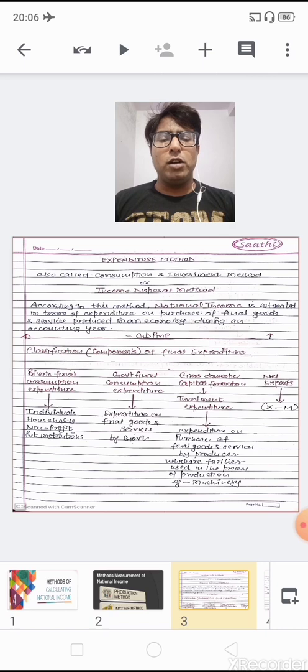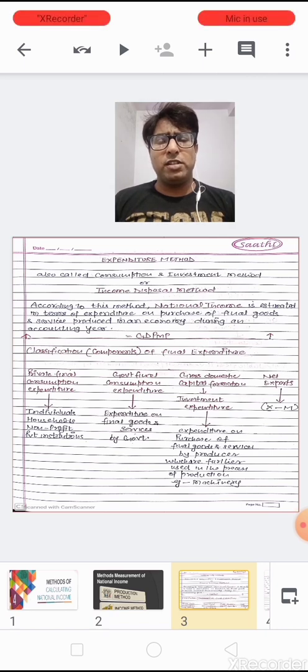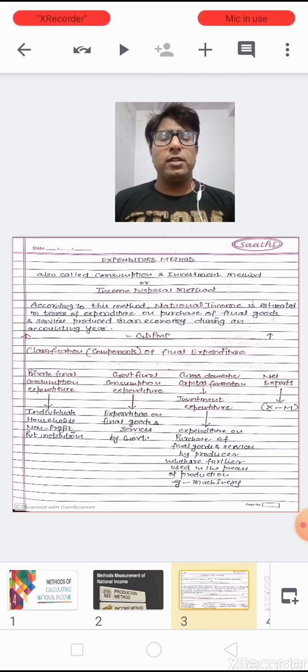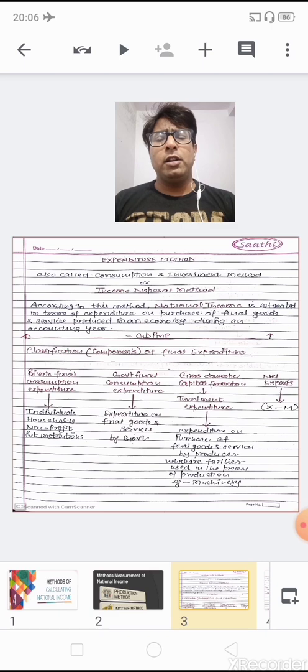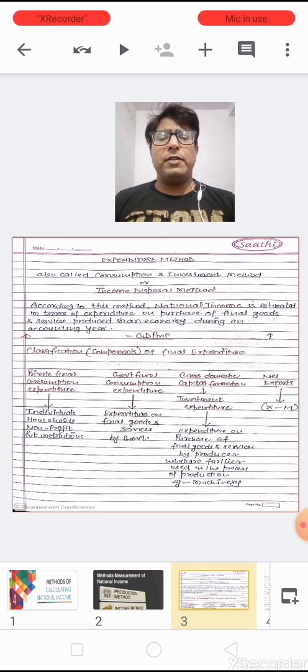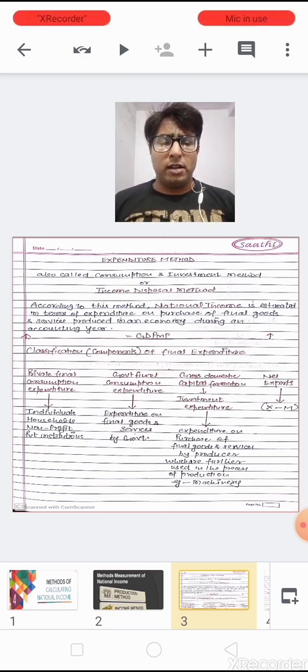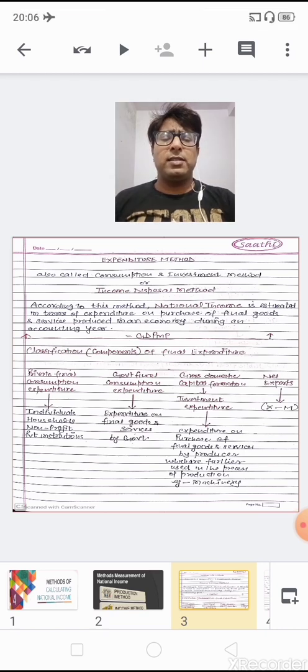This is equal to GDP-MP. And what is GDP-MP? It is the market value of all the final goods and services produced within the domestic territory of a country during an accounting year. So children, in this method we will learn about the expenditure on various sectors in an economy.